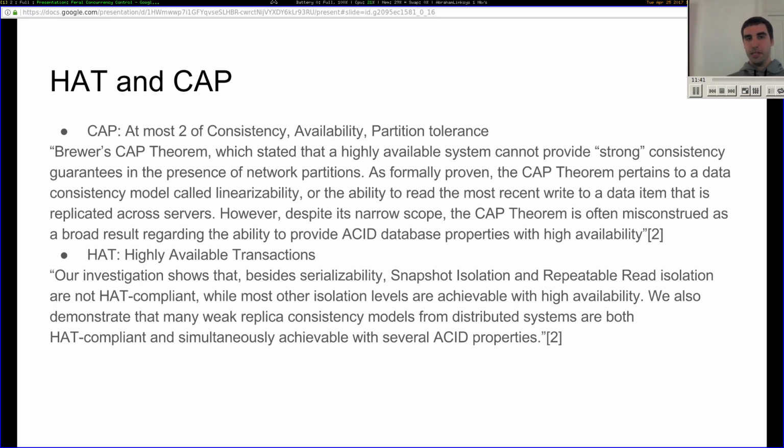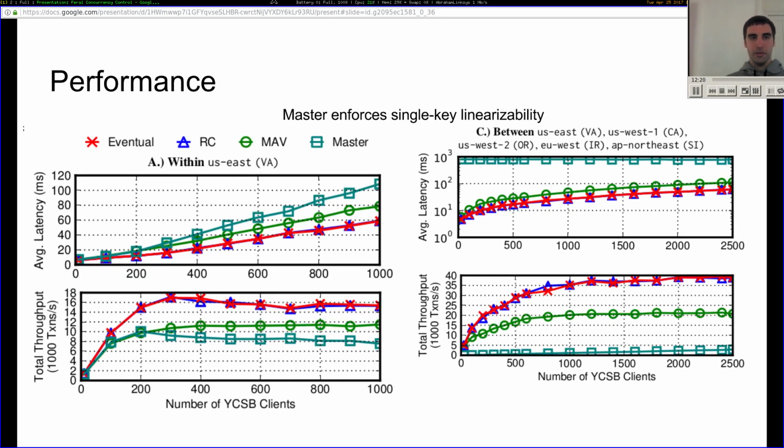But what the paper points out is that the theorem only applies specifically to a consistency model called linearizability. But if you're willing to give up the strong guarantee of linearizability, you can actually get a database system which gets all 3 of the CAP elements, and they're going to call that highly available transactions. So essentially, the paper shows that if you want one of the really strong guarantees like snapshot isolation, you can't get all 3 of these things, but if you're willing to go for a weaker isolation level, you can actually get good performance.